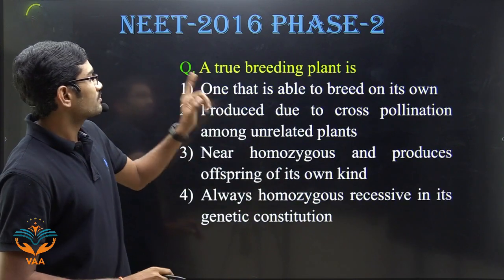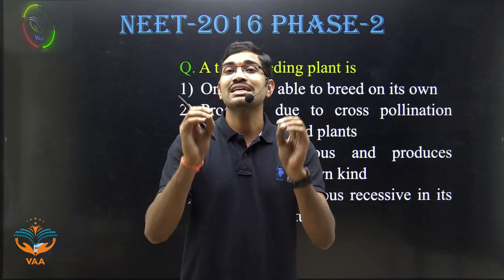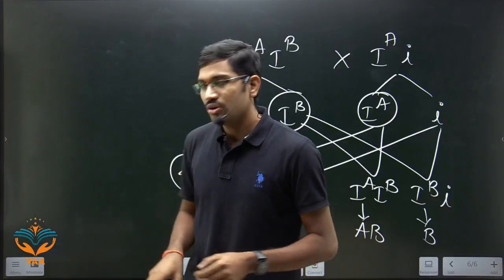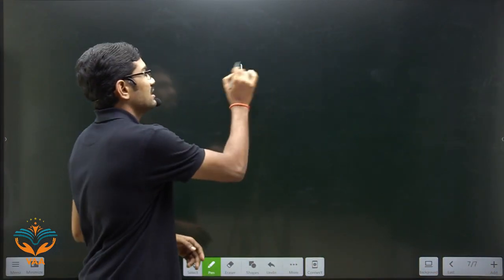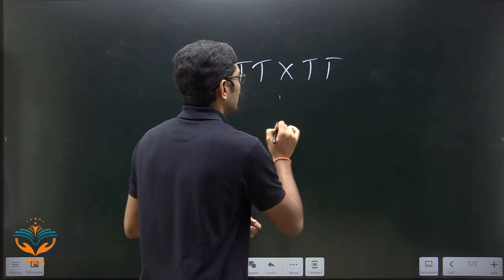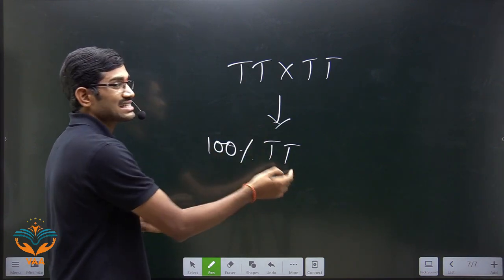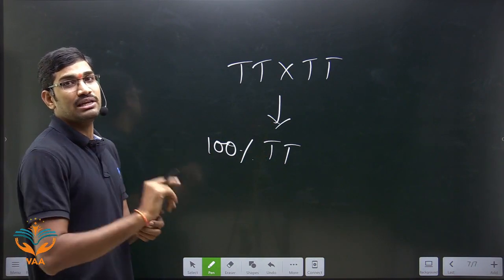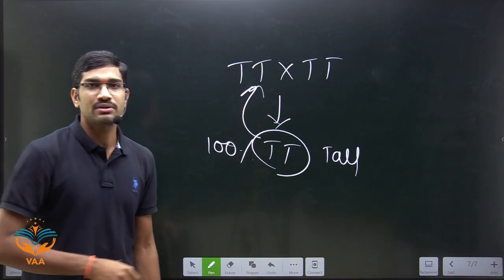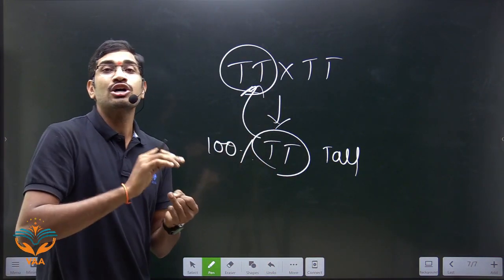Okay, next one. A true breeding plant is very, very important. What is the true breeding plant? Homozygous condition is required. So suppose we are taking the homozygous tall, so now this is capital T. When it undergoes self-pollination, it will produce 100% individuals with the same phenotype and the same genotype also. This is very important. Here these are all tall and also have the same genotype. Yes or no? So this is very, very important. So this is called pure or true breeding.